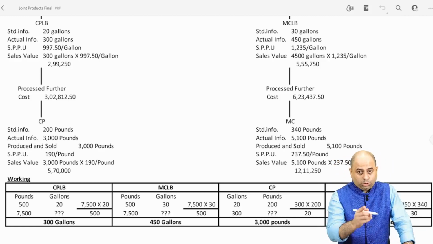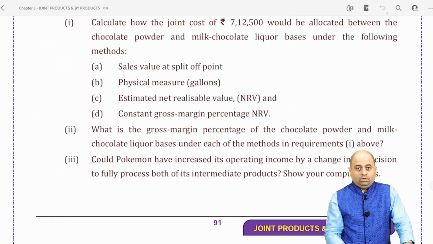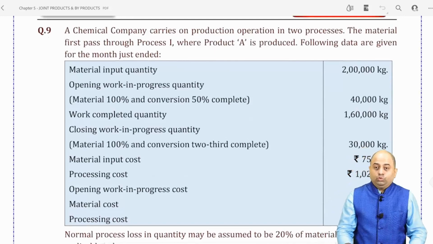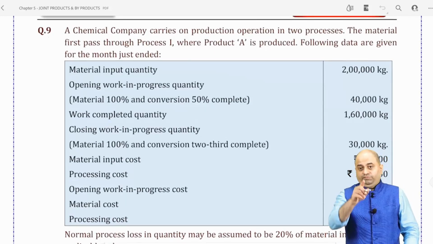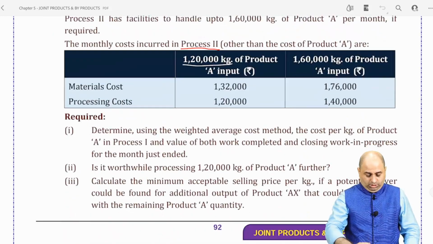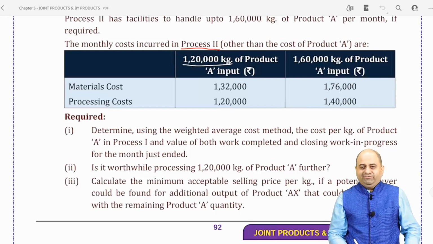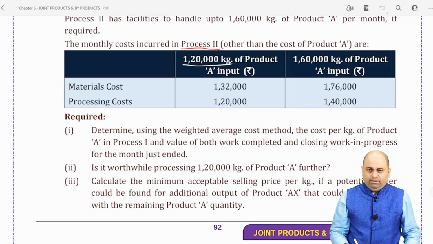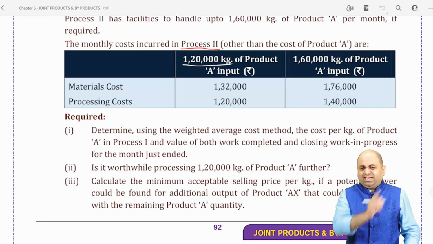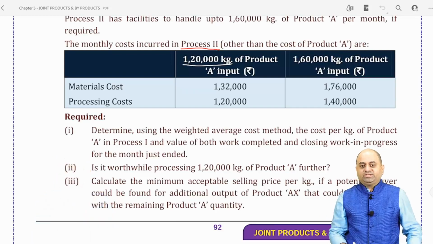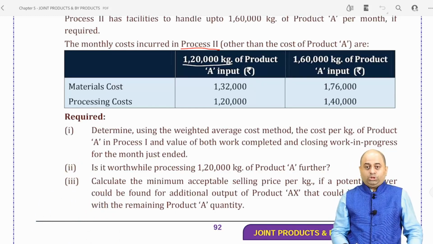Now I will move on to question number 9. Question number 9 is right in front of you. The first part of this question, if you can see the first required part, was nothing else but a process account based on the weighted average method. This question is identical to question 7 of the process costing chapter. Identical, no change. Amounts obviously will change, but apart from that, there is no change in this particular part of the question.